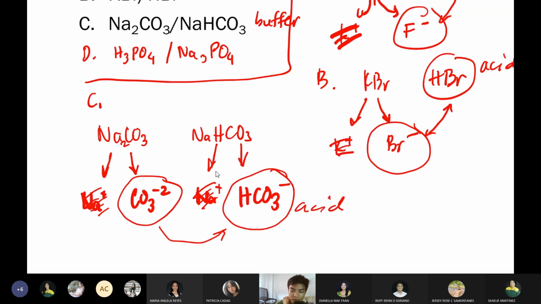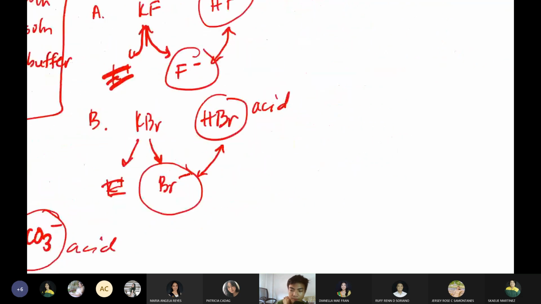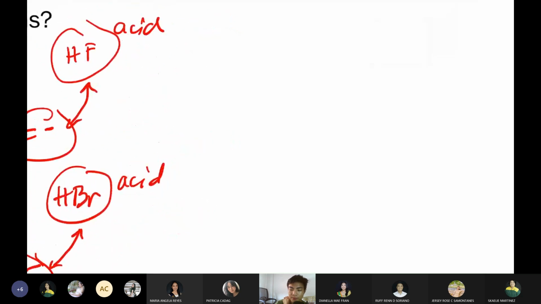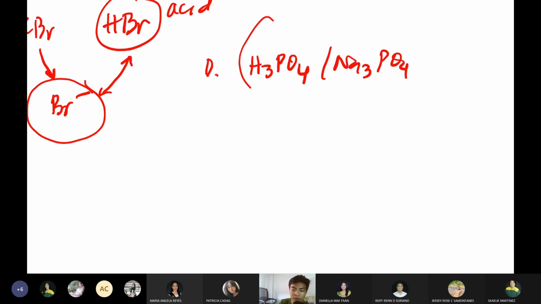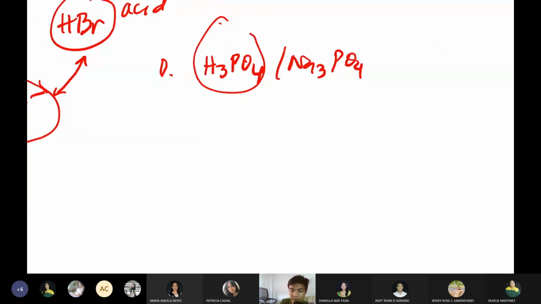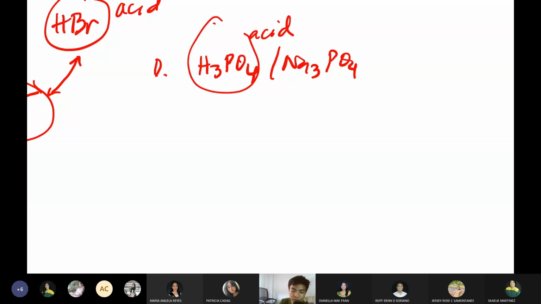How about letter D, yung dinagdag ko? Dito na lang. Wala na akong space doon. So for letter D, I added H3PO4 and sodium phosphate. So let's check if the mixture is a buffer mixture or hindi. Alamin mo, sinong acid? Ito yung acid ko. Obviously, siya yung maraming H eh. How about sodium phosphate? Tignan mo kung yan yung source ng conjugate base mo. So you will produce Na plus and PO4 negative 3.